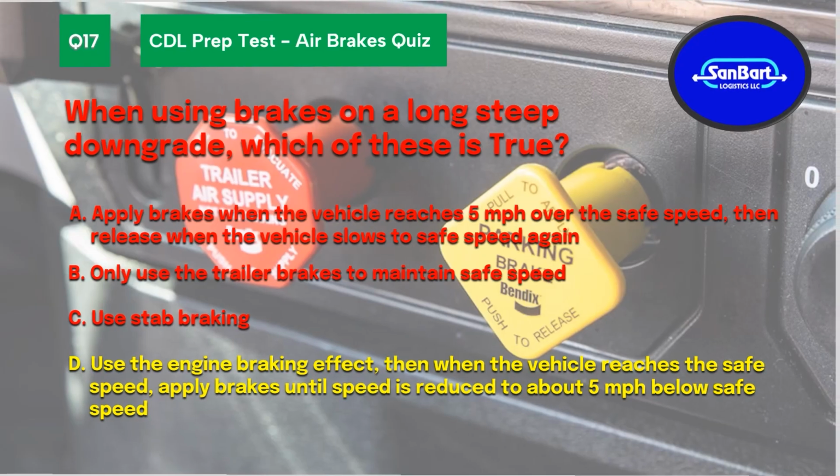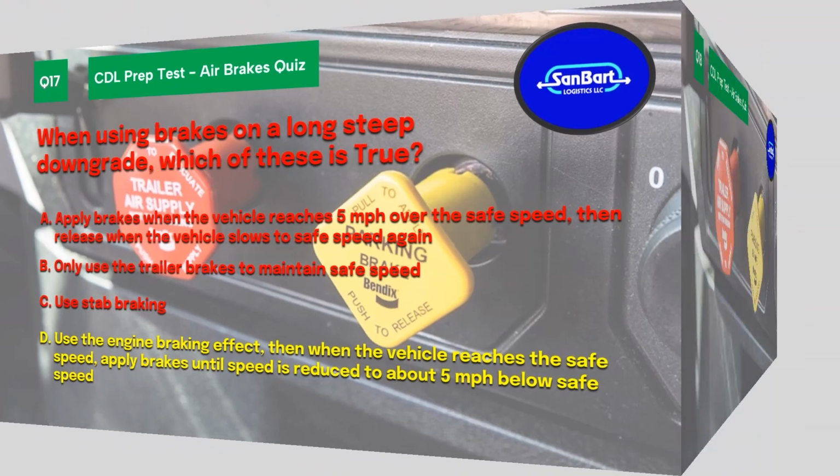The correct answer is D. Use the engine braking effect, then when the vehicle reaches the safe speed, apply brakes until speed is reduced to about 5 miles per hour below safe speed.